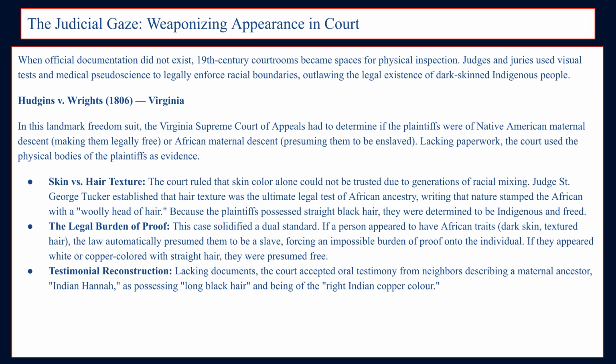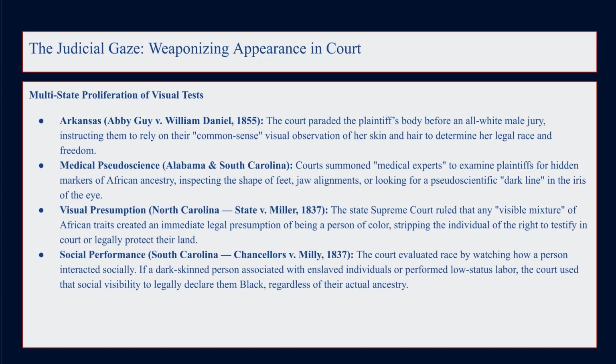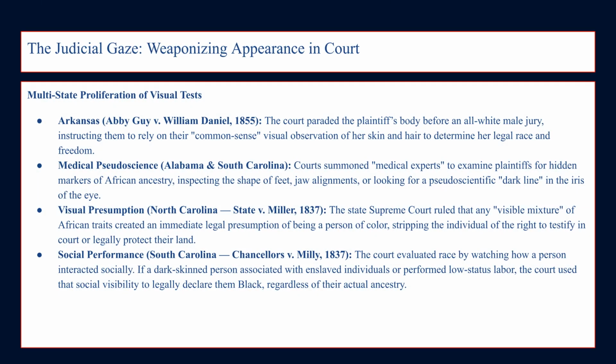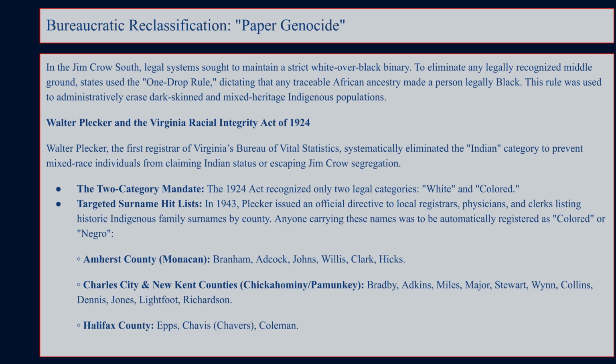Cases like Hudgens versus Wrights demonstrate how judicial systems used pseudoscience and appearance to enforce racial boundaries. Visual tests expanded across multiple states, where juries and so-called medical experts used arbitrary markers, such as hair texture or iris patterns, to legally determine a person's race and freedom.